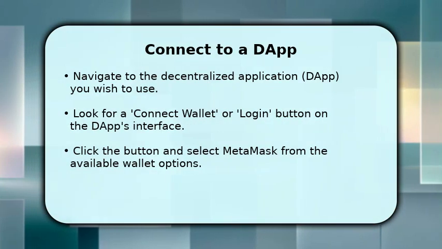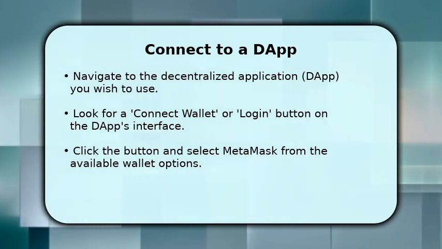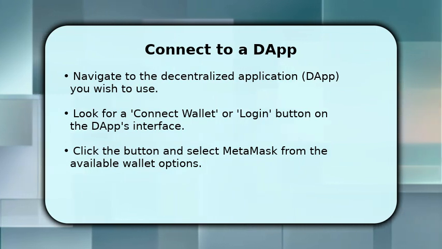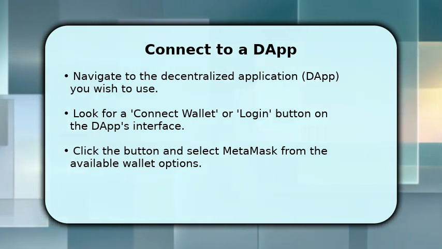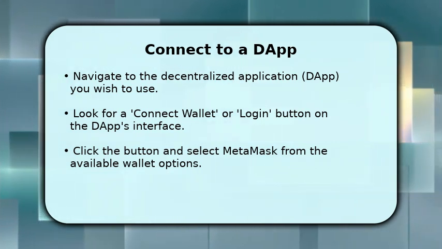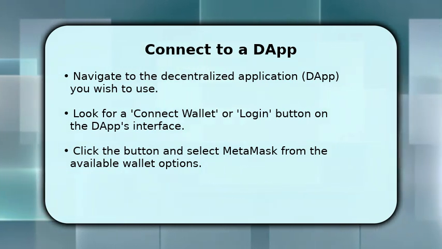After setting up your MetaMask wallet, the next step is connecting it to a decentralized application, or DApp. Open your browser and go to the DApp you want to interact with. On the DApp's webpage, you'll typically find a Connect Wallet or Login button, often located in the top right corner. Click this button, and a list of wallet options will appear.